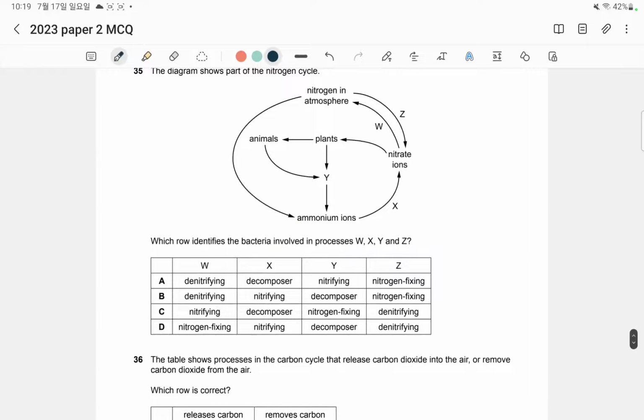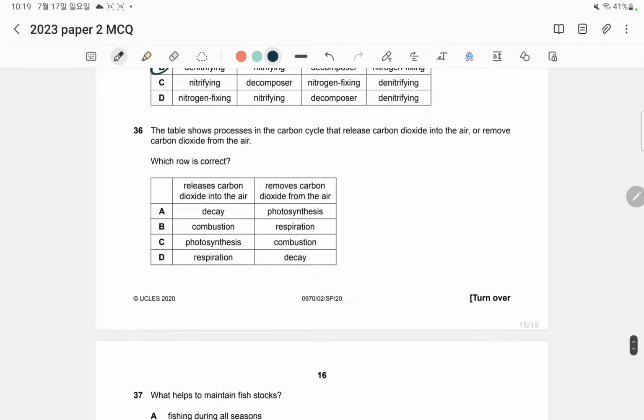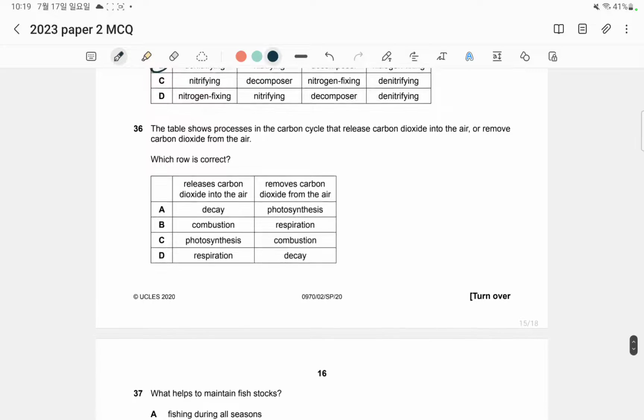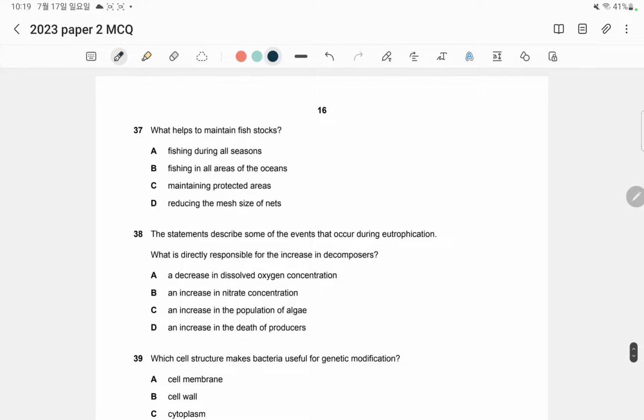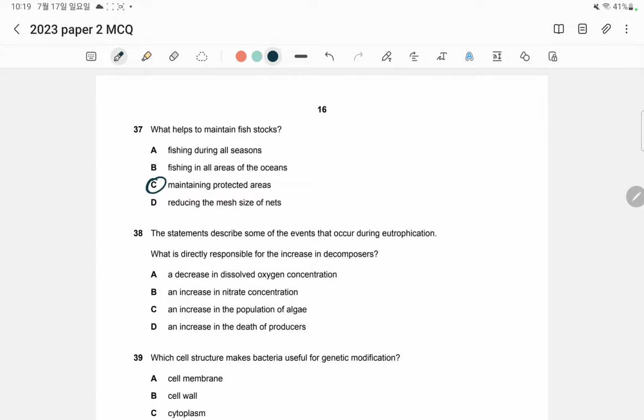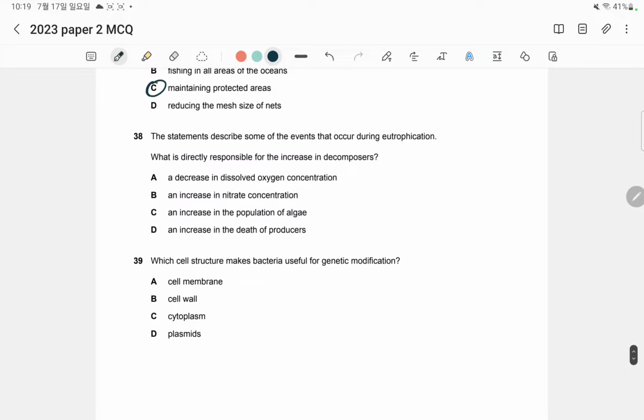Okay, number 35. The correct answer would be B. Number 36. The correct answer would be A. So number 37, the correct answer would be C. Number 38, the correct answer would be D.